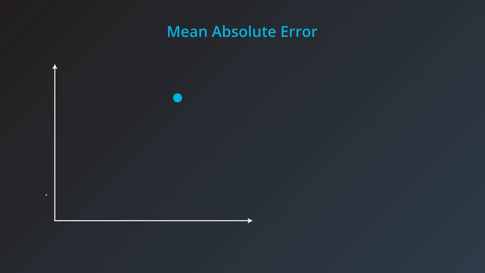So here's our point and our line. The point has coordinates x, y, and the line is called y hat since it's the prediction. So our prediction for this point is going to be the point in the line with the same x coordinate as our point, that is the point x, y hat. This means the vertical distance from the point to the line is y minus y hat, and that's what we'll be calling the error.